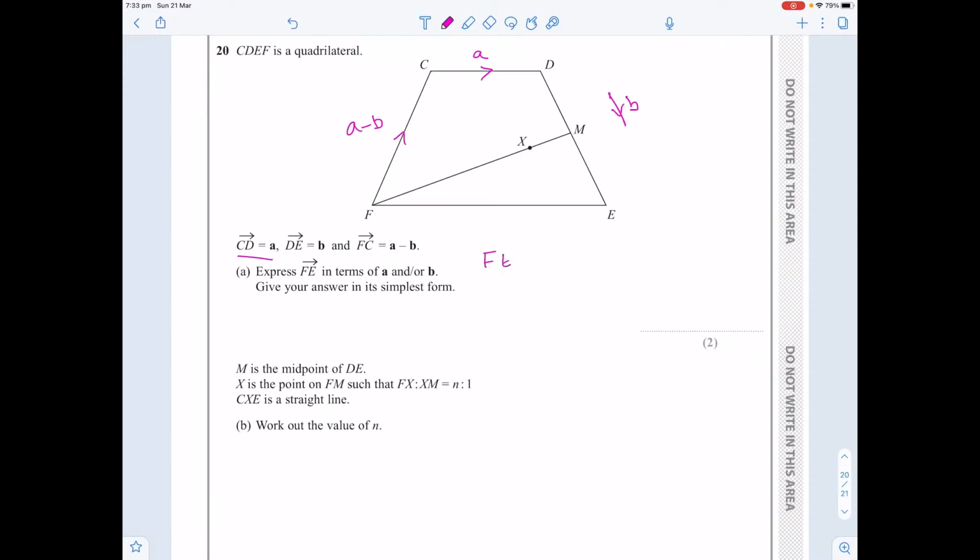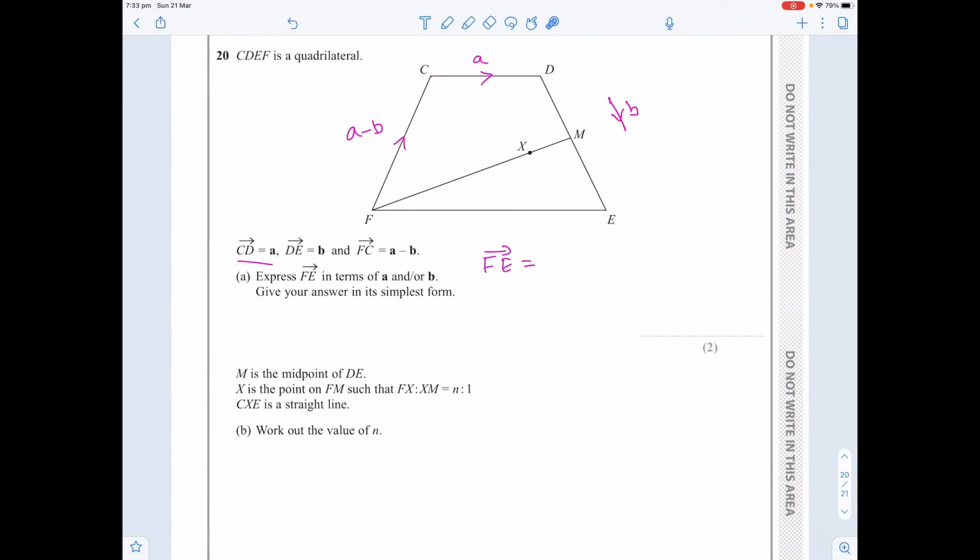So what is FE? Let's write this down, F to E. We want to go from F all the way to E, but we can't use this route, because there's no information about going directly. So we have to go round. We have to go F to C, C to D, and D to E. That's the route that we're going to use. So FC plus CD plus DE. What's FC? Well, FC is given to us in our question. It's A minus B. And CD is just A, so plus A. And DE is B, so plus B.